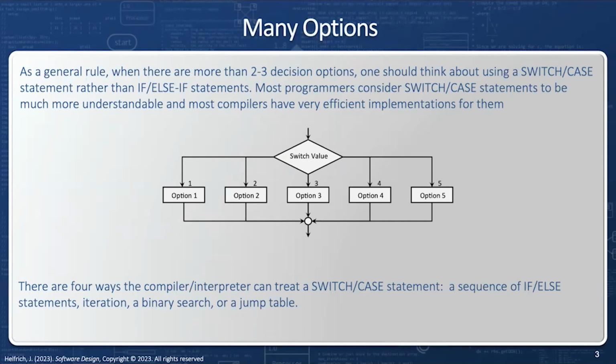Now, there are 4 ways the compiler or the interpreter can treat this switch case statement: a sequence of if-else statements, iteration, a binary search, or a jump table. Let's take a look at each one of these.